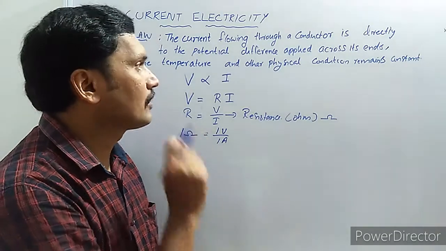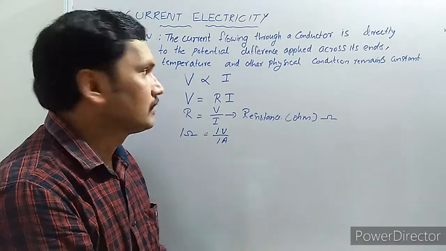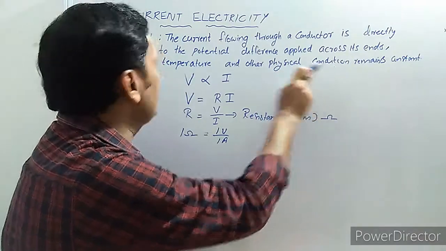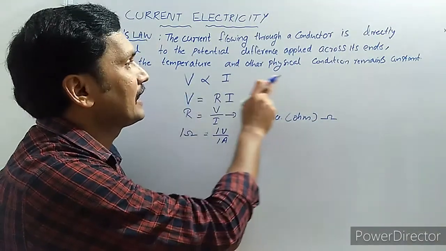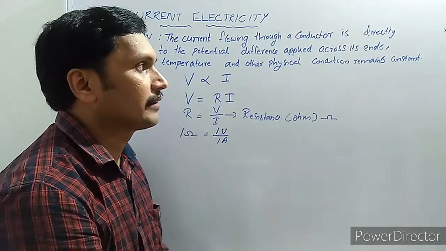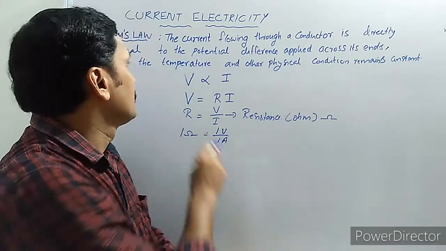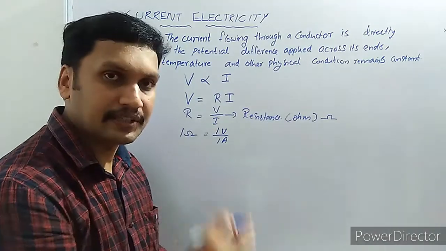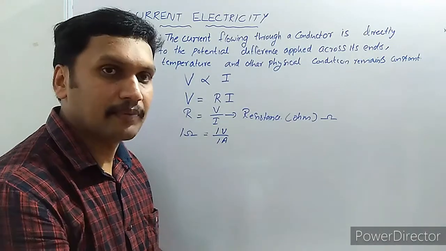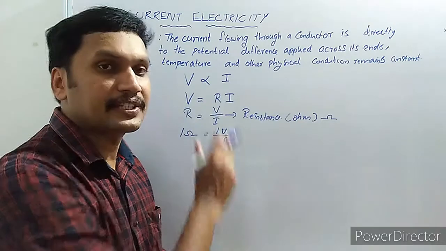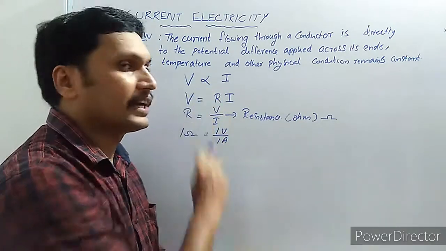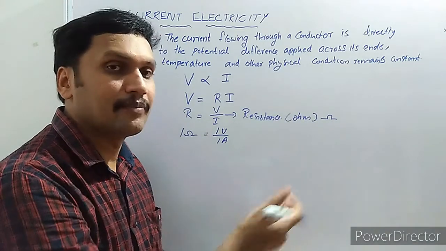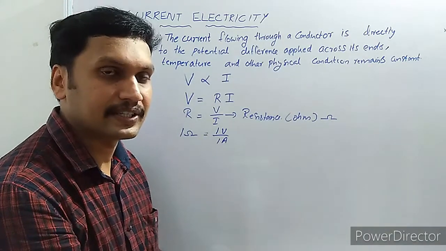But Ohm's law holds good only under a condition: when the temperature and other physical conditions remain constant. Otherwise, if the temperature and other physical conditions are changing, the resistance may not be constant. There are some variations of V and I, and the direct proportionality will not hold good. We will discuss such concepts in later sections.